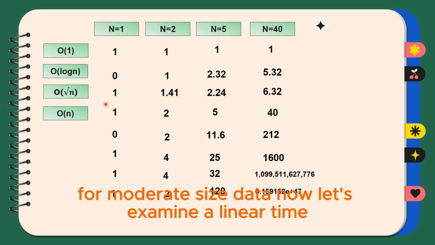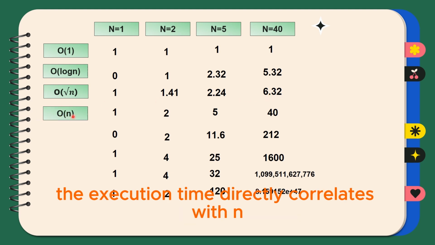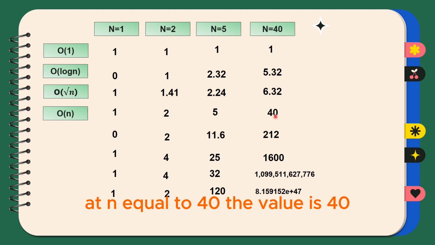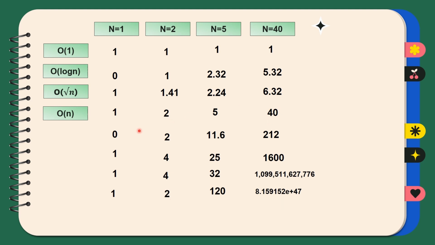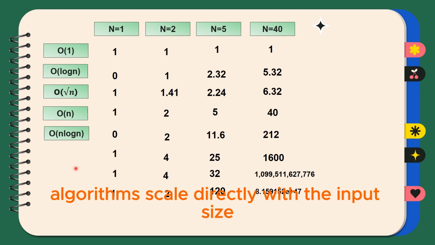Now, let's examine linear time. The execution time directly correlates with n. At n equal to 40, the value is 40, which reflects a straightforward increase. This shows that a linear time algorithm scales directly with the input size.